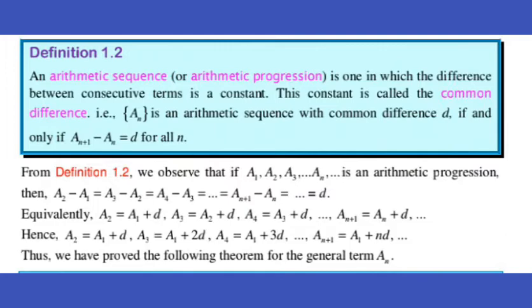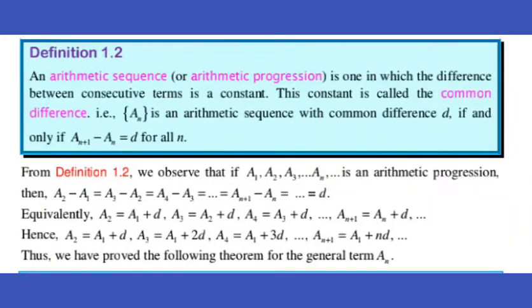If the sequence a1, a2, a3, up to an is an arithmetic progression, then a2 minus a1 equals a3 minus a2 equals a4 minus a3, up to a(n plus 1) minus an equals d. Equivalently, a2 equals a1 plus d, a2 equals a3 minus d, a4 equals a3 plus d, or a4 equals a5 minus d. We call this an arithmetic sequence or arithmetic progression.